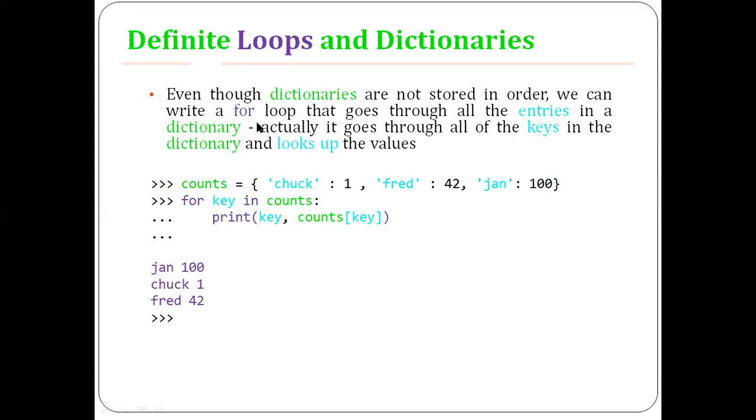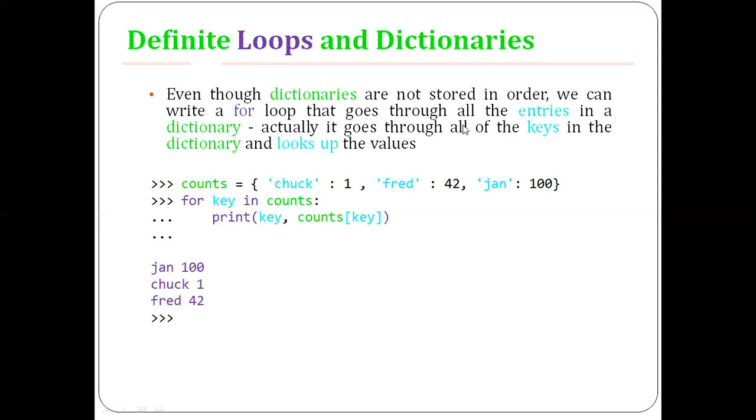It goes from the first element in the dictionary all the way to the end of the dictionary, and it goes through all of the keys in the dictionary and looks up the values, right? It will start from the first lookup tag, and it will go up to the last lookup tag, and it will also print the corresponding value. That is what you call the definite loops.